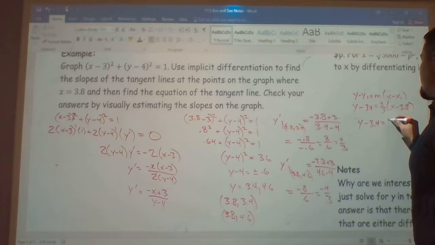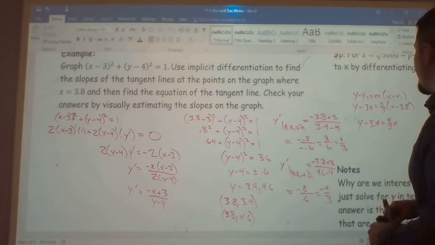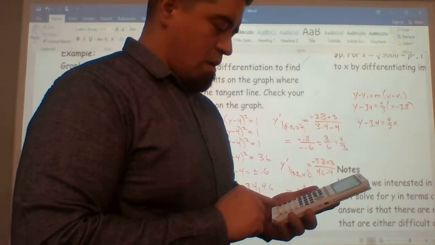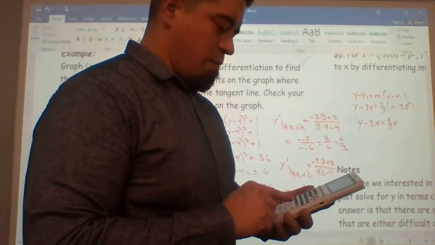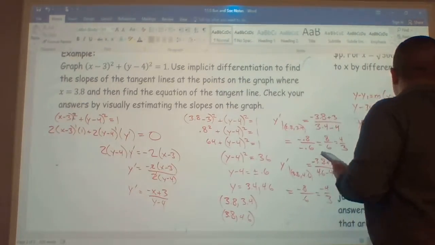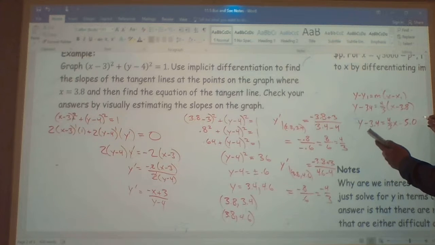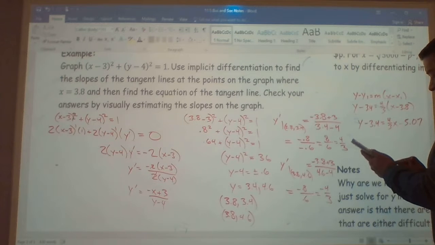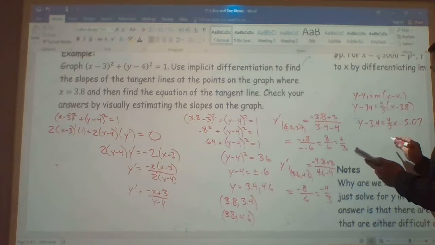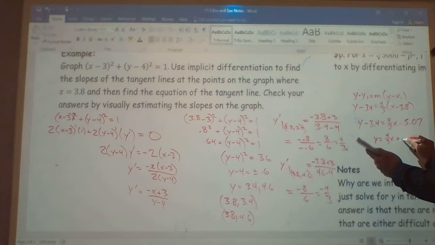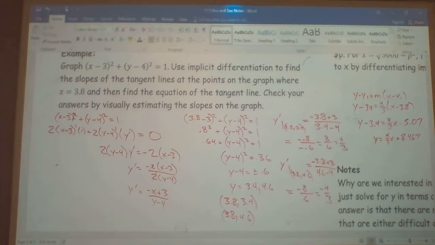Okay, so we'd end up with 4/3 x minus 3.8 times 4/3. Okay, 3.8 times 4/3, I get 5.06. So this is minus 5.06, but I can round to 7. And add 3.4 to both sides. And then I get y equals 4/3 x plus 8.467. Okay, that is my equation there.